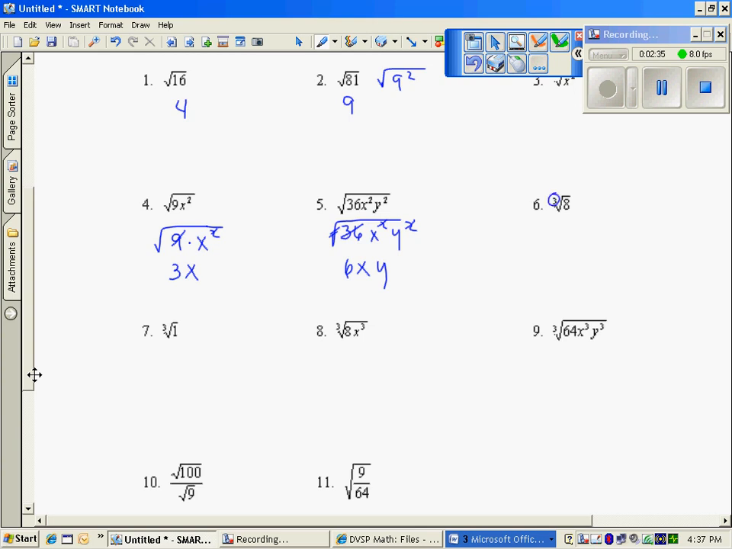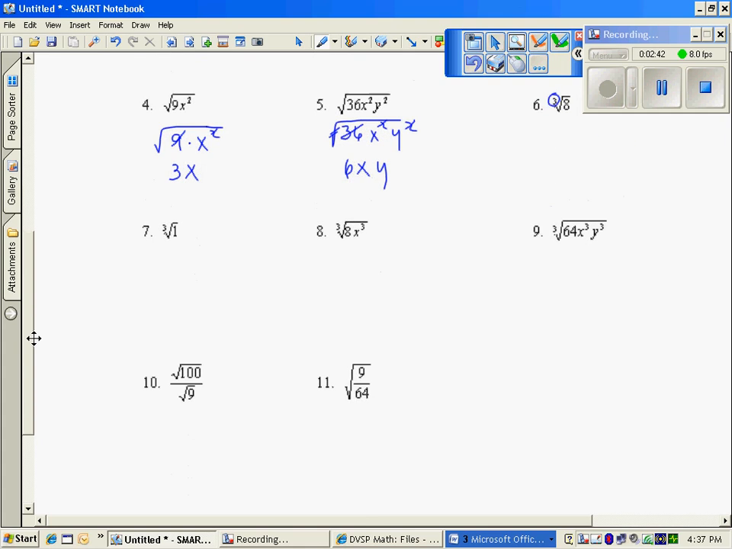The index changed slightly, so now I'm looking in my cube column, and the cube root of 8 is 2. The cube root of 1 is 1. When I looked at these separately, the cube root of 8, separately from x cubed, we know the cube root of 8 is 2. The 3 index and the power, the cube, reduce and make a 1. Cube root of 64 is 4. Again, the cube root on this x, they reduce, and on the y, they reduce as well.